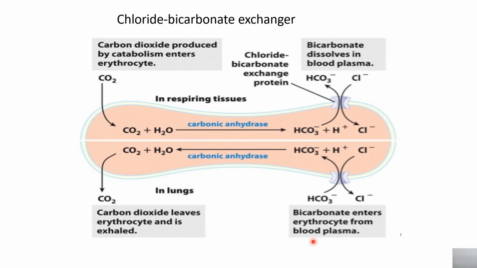Now, what is the chloride bicarbonate exchanger? Carbon dioxide produced by catabolism enters the erythrocyte. If you can see over here, it gets converted by carbonic anhydrase to bicarbonate, and the bicarbonate dissolves in blood plasma. The chloride bicarbonate exchange protein, that transport or carrier protein, helps. Then in the lungs, carbon dioxide leaves the erythrocyte and is exhaled. Bicarbonate enters the erythrocyte from blood plasma.